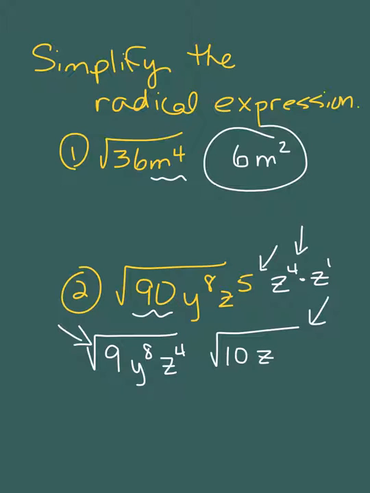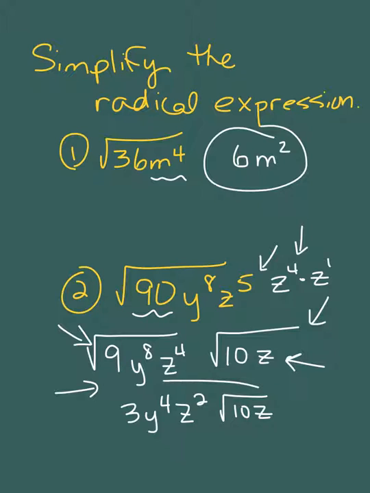So when I simplify this, here's my perfect square set of radicals there. So I have the square root of 9, y to the 8th, z to the 4th gives me 3, y to the 4th, z to the 2nd. And the second radical is one that I cannot simplify any further. So then I have times the square root of 10z. So that's my final answer.